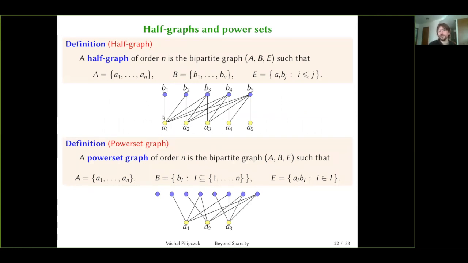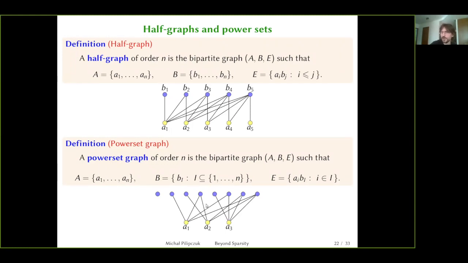So a half graph is a bipartite graph with A1 up to AN on one side, B1 up to BN on the other side. And I put an edge between AI and BJ if and only if I is smaller than J. So this is really a graph that encodes a linear order. And this is the intuition from stability that these are good structures to exclude.